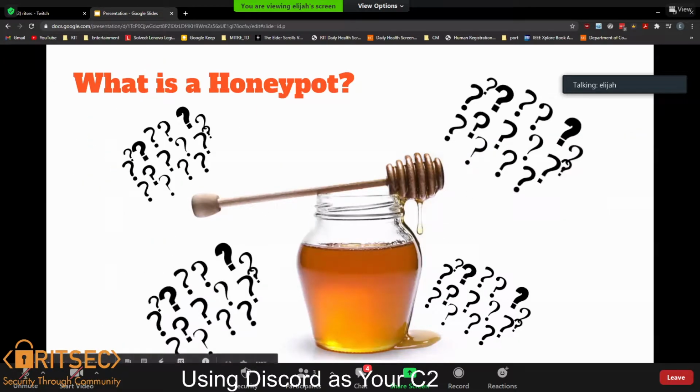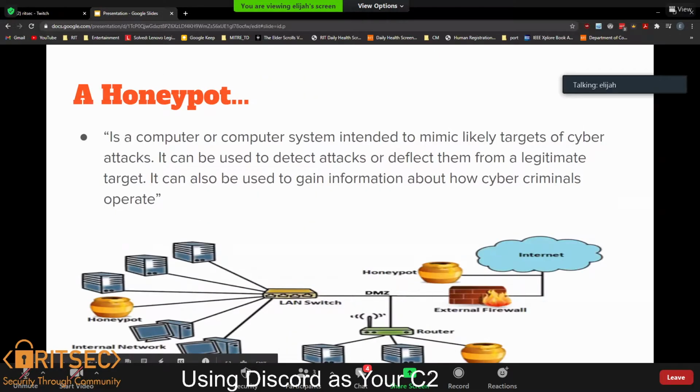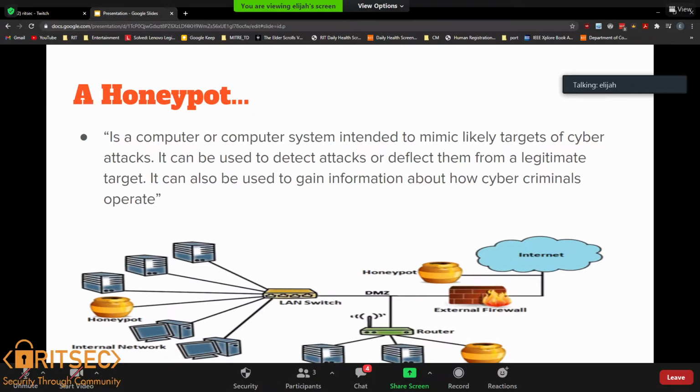So, let's get into this. Just what is a honeypot? A honeypot is a system or device that mimics a likely target of an attack and then distracts or deflects an attacker so that researchers can study them. This is a piece of what we like to call deception technology. I will get more into what deception technology is later in the presentation, but for now, that's all you need to know.